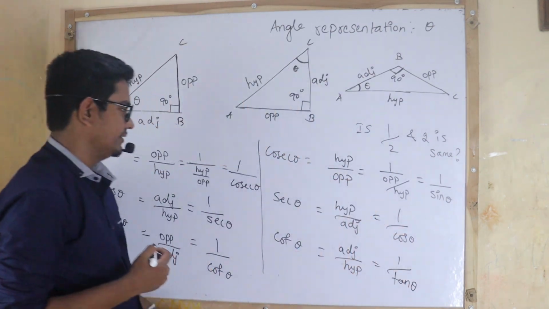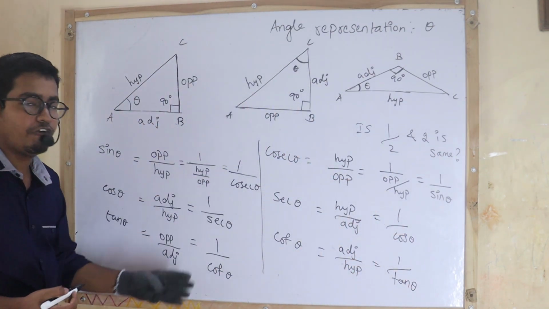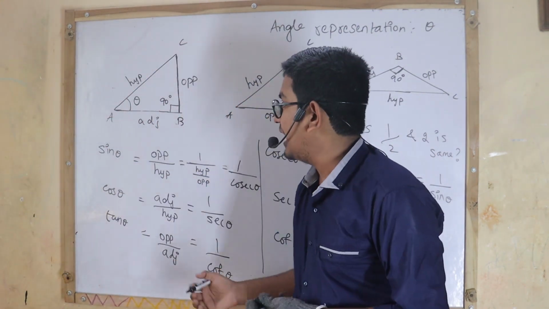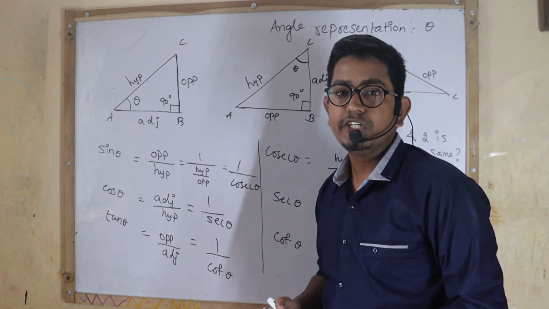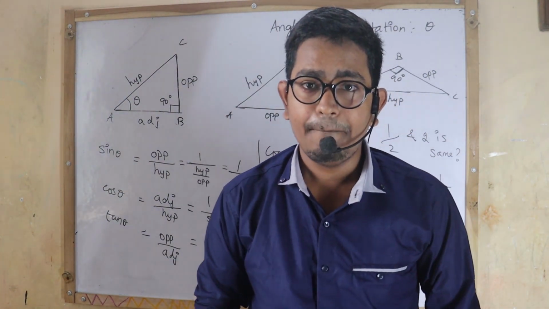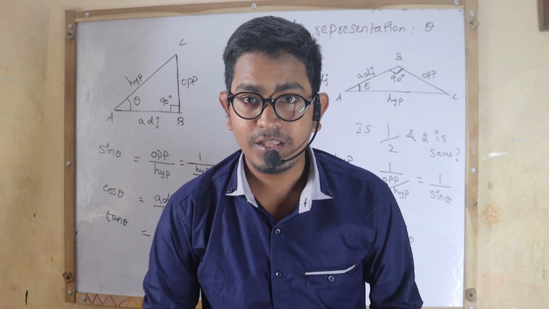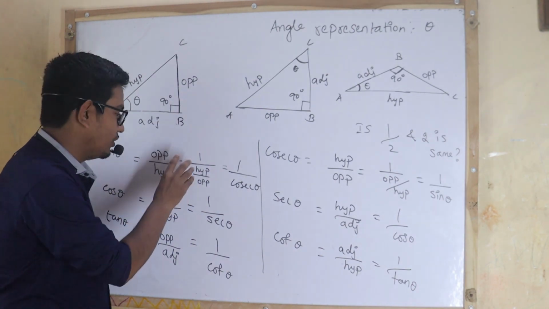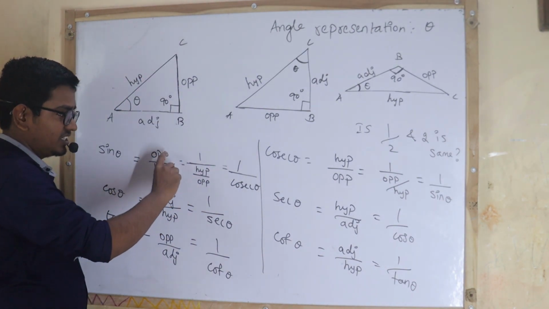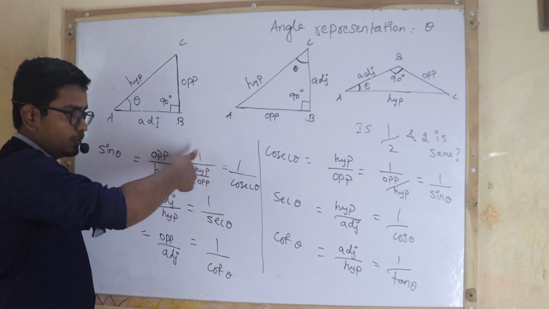So as you can see here, I made some more new formulas. Totally I was having 6 formulas, and now I am having 12 formulas. I introduced 6 more formulas. But actually it's not new. It's something we already know, because it is a reciprocal. We are just doing a reciprocal here.